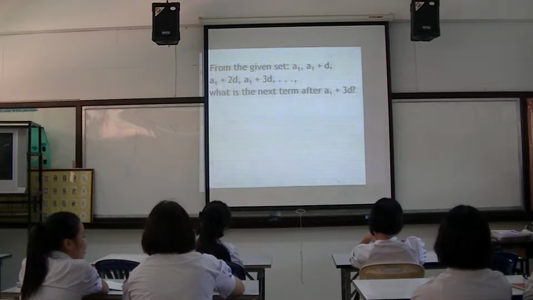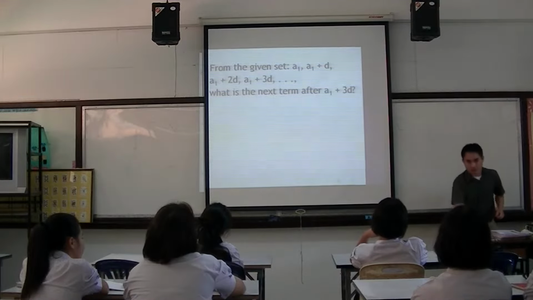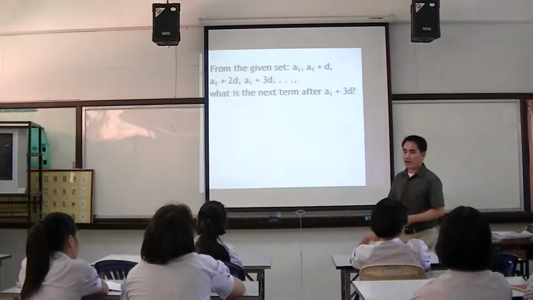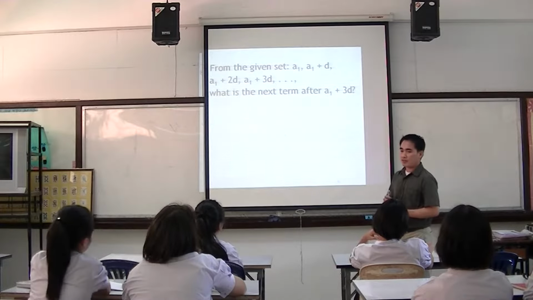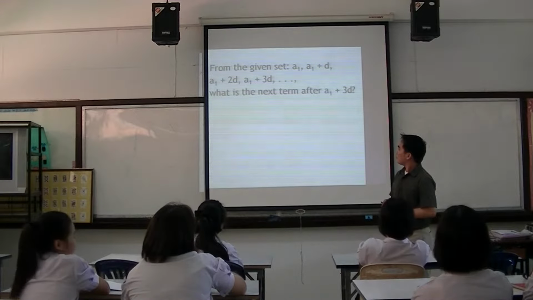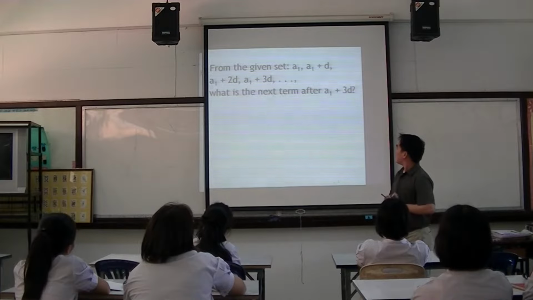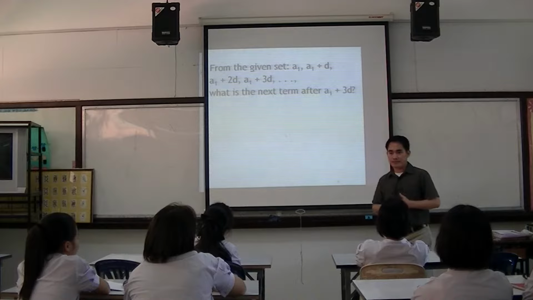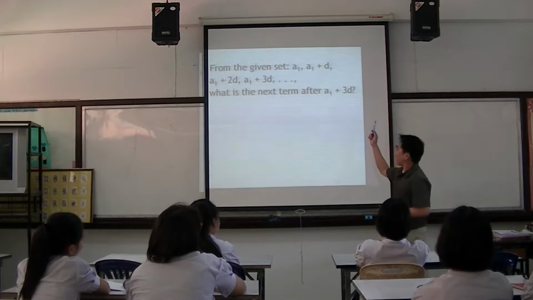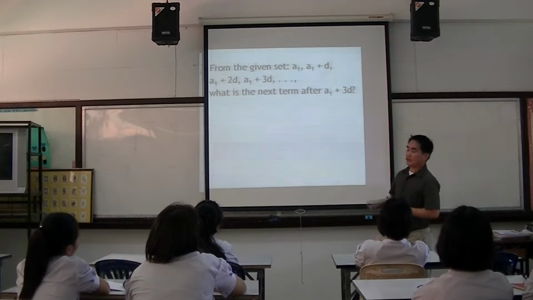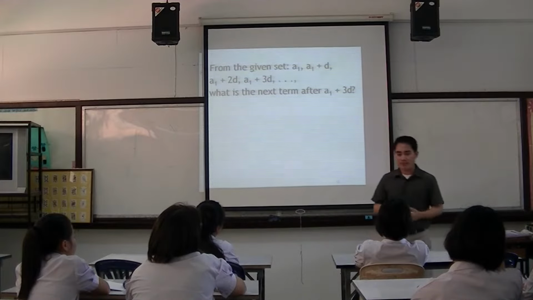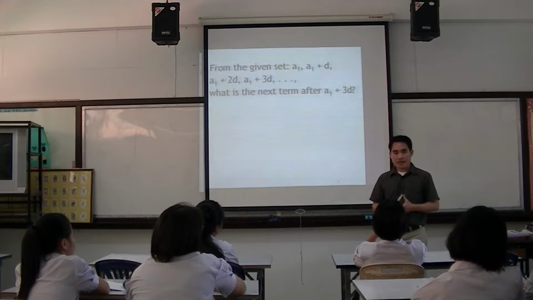Okay, another question here. I want you to answer this one on the board. But before that, I want you to read first the letters there. First, A sub 1. Next is A sub 1 plus D. Next, A sub 1 plus 2D. Next is A sub 1 plus 3D. So what is the next term after A sub 1 plus 3D? A sub 1 plus 4D.